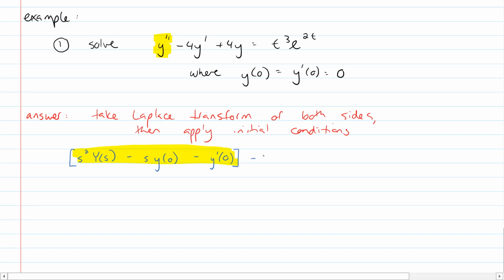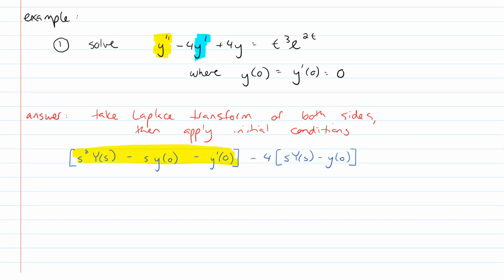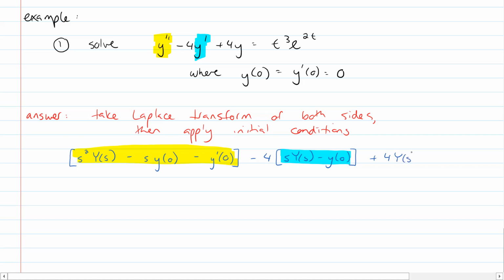And then we're going to take negative 4 times the Laplace transform of y prime. So we're going to get s capital Y of s minus y of 0. And that entire term inside the brackets is y prime, and then plus 4 times the Laplace transform of y, which is just capital Y of s. And then we have to take the Laplace transform of the right-hand side.